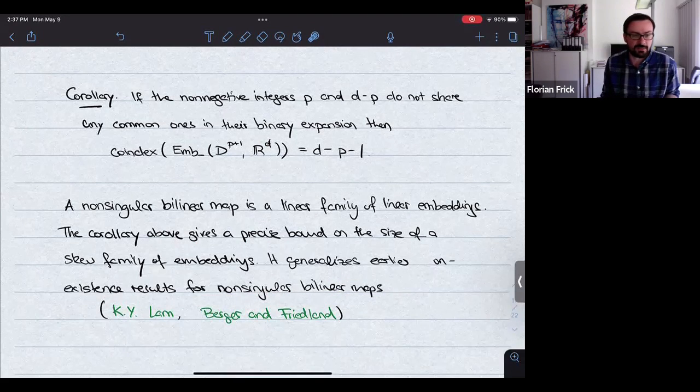Yeah, so there's a series of papers by Lam and also this later paper, and all these non-existence results for non-singular bilinear maps are generalized by this.